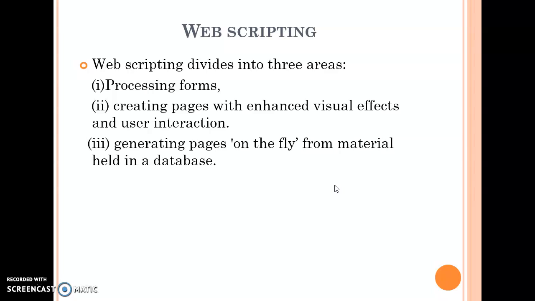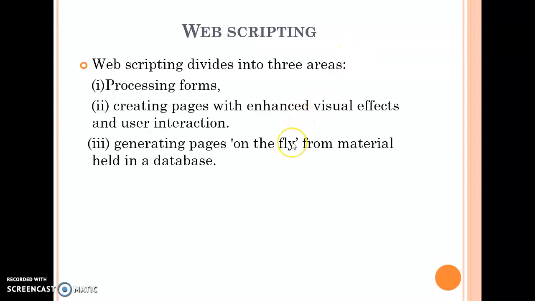So next one, web scripting. Web scripting is divided into three areas. First one, processing forms. Second one, creating dynamic web pages, meaning creating pages with enhanced visual effects and user interaction. Third, generating pages on the fly from material held in a database, meaning dynamically generated HTML.